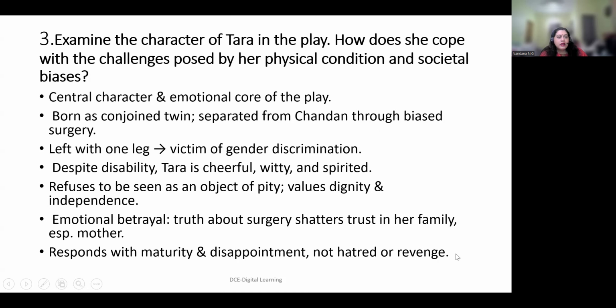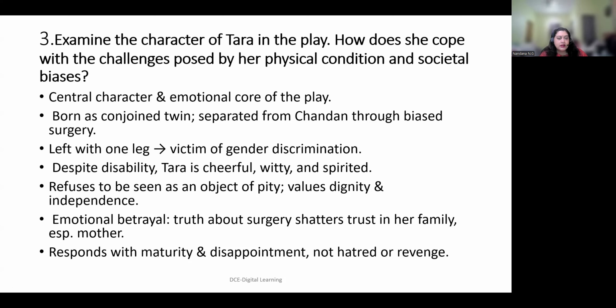The third question: examine the character of Tara in the play. How does the character cope with the challenges posed by her physical condition and also the biases? Tara is the central character and emotional core of the play. Born as a conjoined twin, separated from Chandan through a biased surgery, left with one leg, she becomes a victim of gender discrimination.